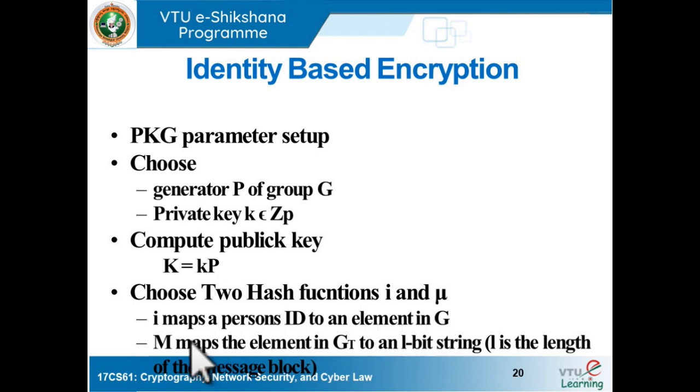Now the question that arises is, what does mu do? Mu maps an element in the target group to an L bit string. Now what is this L bit string? L is the length of the message block. Now this is what happens at the private key generator, and this is the initial step that happens even before encryption and decryption. Now this is step 1 according to our algorithm that we discussed initially.